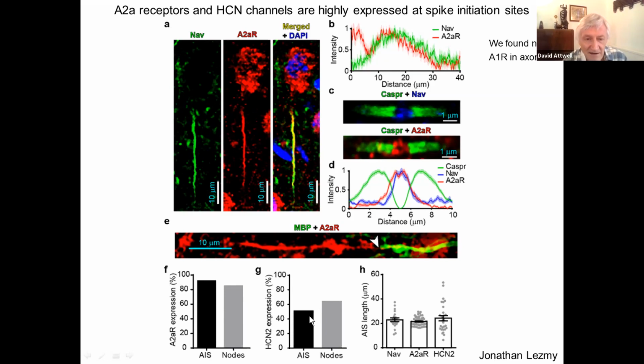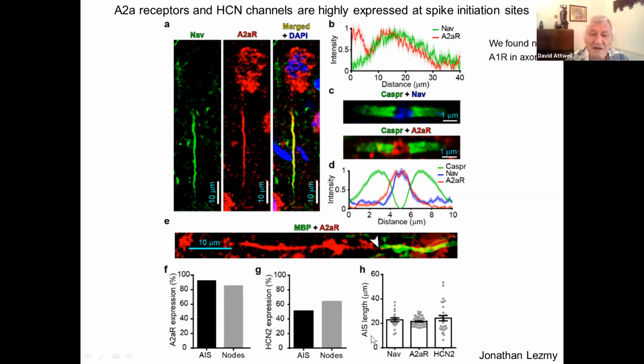And interestingly, A2A is a receptor which raises the cyclic AMP concentration within cells. It's Gs coupled. And there's an ion channel, Ih channels or HCN2 subunits, which are gated by cyclic AMP and open to generate an inward current. And these are classically what form the hyperpolarization activated channels in the heart, for example, and in neurons. And about 50 to 60% of the AISs and nodes express these.